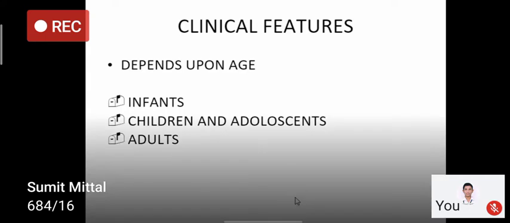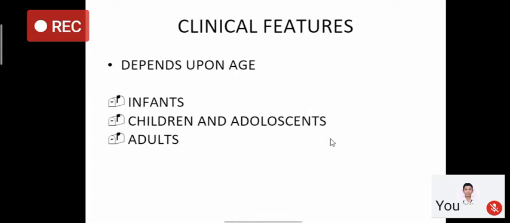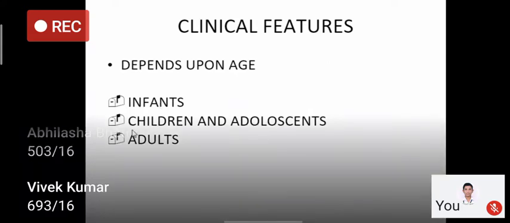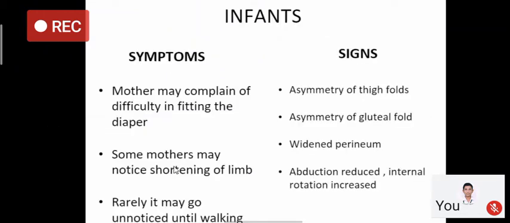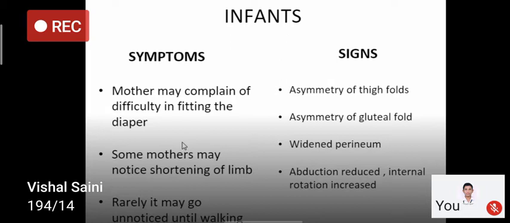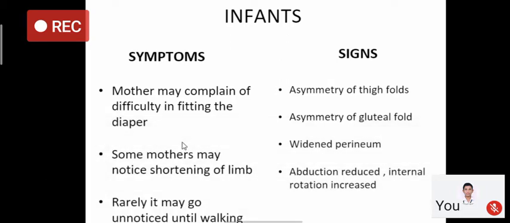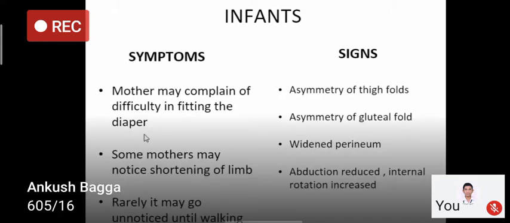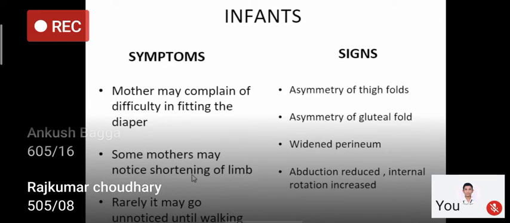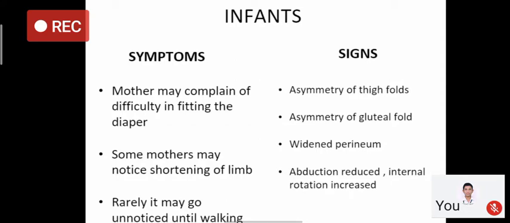But how the patient presents, the clinical features, depends upon the age: whether the patient is an infant, child, adolescent, or adult. Infants do not complain. They do not have any problem. But there is a problem for the parents. The mother may complain of difficulty in fitting diapers because of decreased abduction. Some mothers may notice shortening of the limb. Rarely it may go unnoticed until walking age.